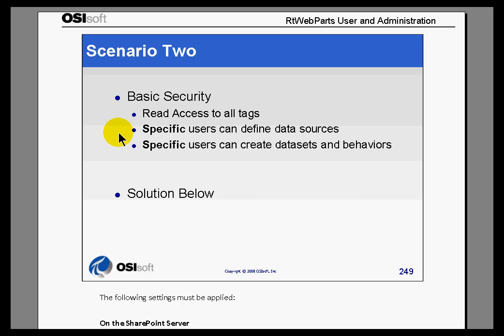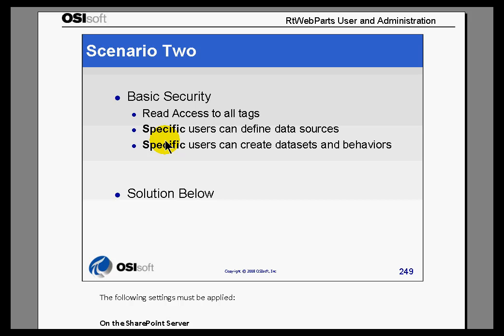In the second scenario, we've made one change. Instead of allowing all users the ability to define data sources in these table configurations and trend configurations, we're allowing just specific users. Now, granting access to be able to create data sources is controlled by two things. First of all, these users' Windows usernames have to be configured in those two Windows security groups, the RT Baseline Admin and RT WebParts Admin.